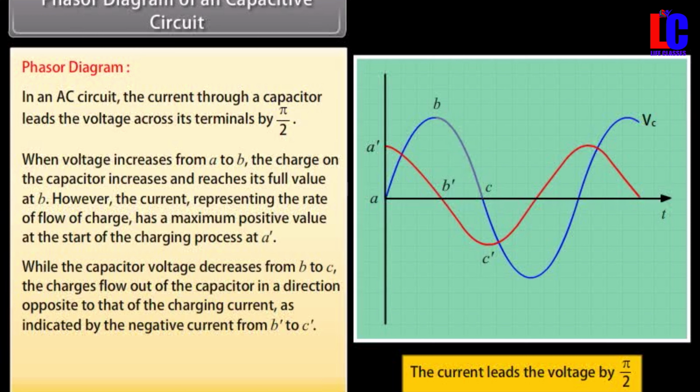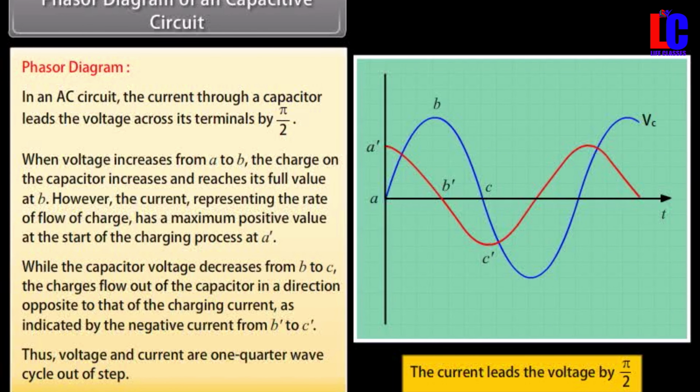The charges flow out of the capacitor in a direction opposite to that of the charging current, as indicated by the negative current from B' to C'. Thus, voltage and current are 1/4 wave cycle out of step.